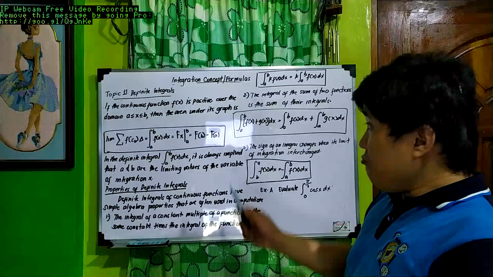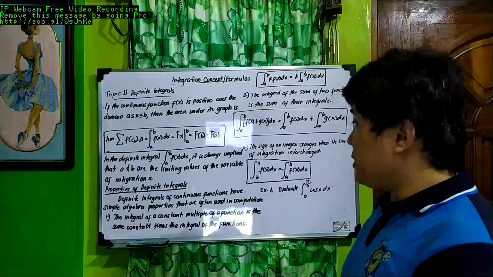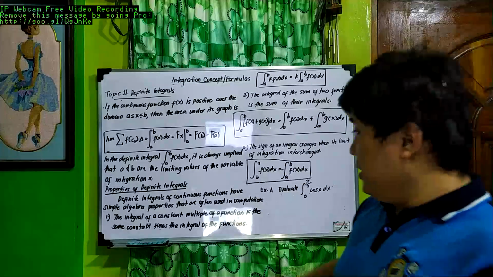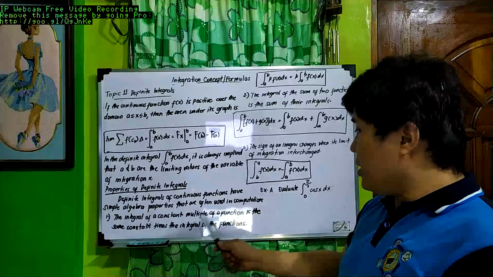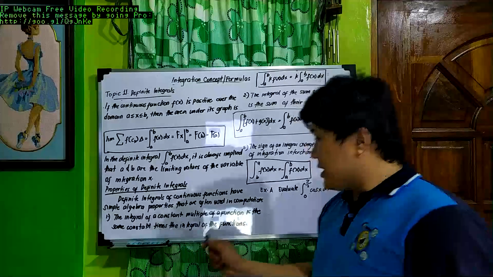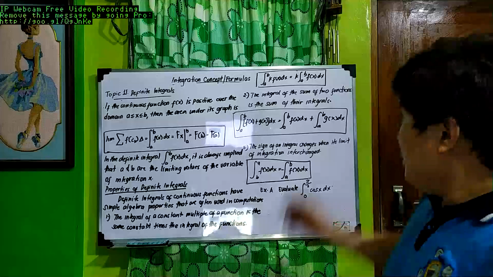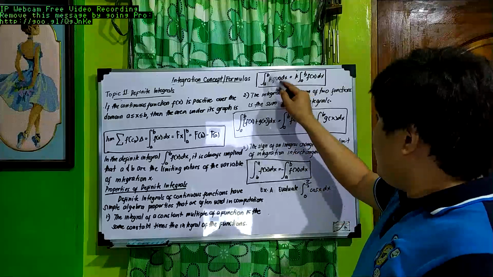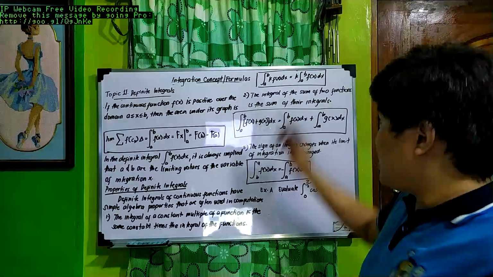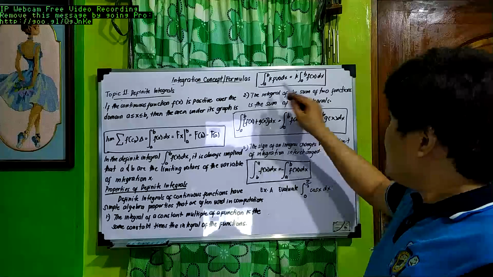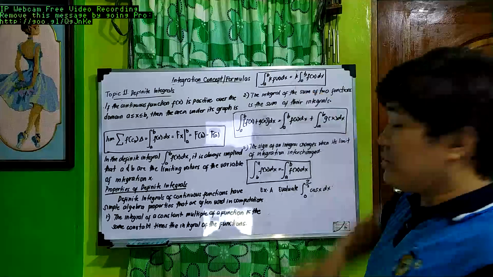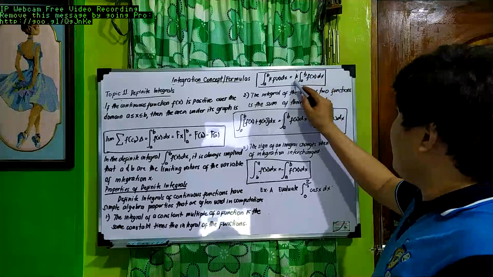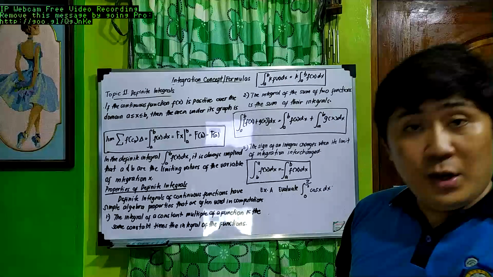In the definite integral, we have three properties. The first one is that the integral of a constant multiple of a function is the constant times the integral of the function. Meaning, the same as our second identity, the constant value k just moves outside the integral sign. After that, you integrate and substitute the limits, and lastly, you multiply by the constant.